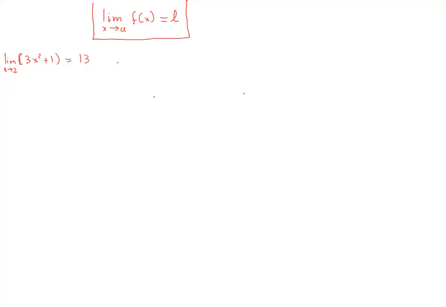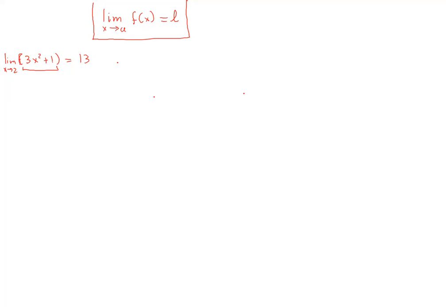What this means is that as we plug in numbers that are very, very close to 2 for x, the outputs that we get here are very, very close to 13. And there was a time that people were actually working with limits just by having this understanding without any more rigorous description of what that meant. But this, of course, creates lots of difficulties.